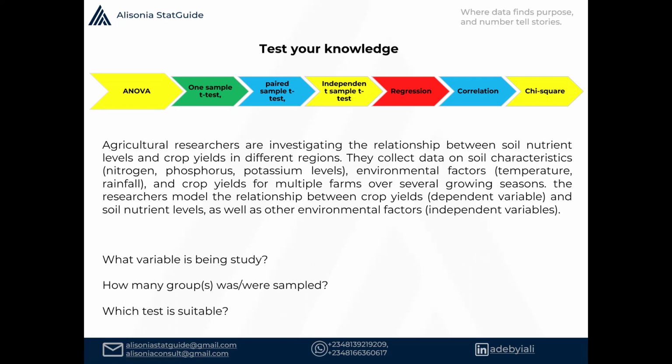So we have another one. Here we have dependent and independent variables, crop yield and soil characteristics, so regression. Because you want to know the relationship between crop yield, the dependent variable, and soil nutrients, the independent variable. We have less than three minutes.